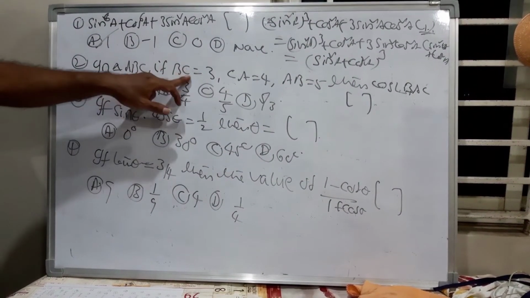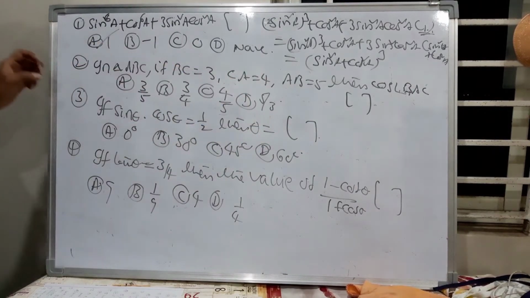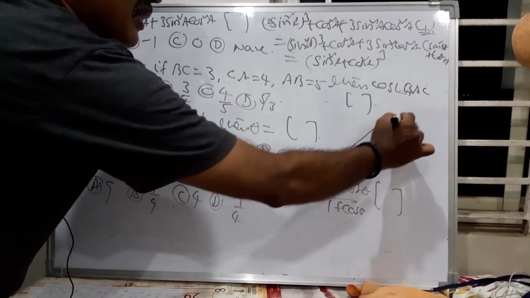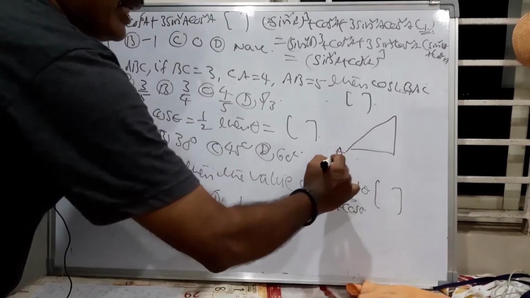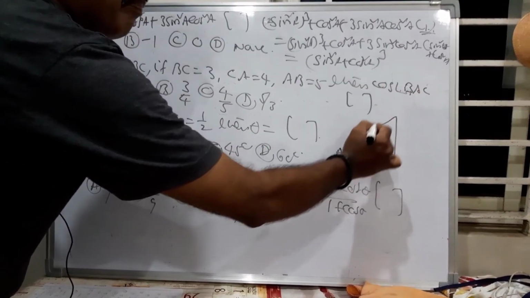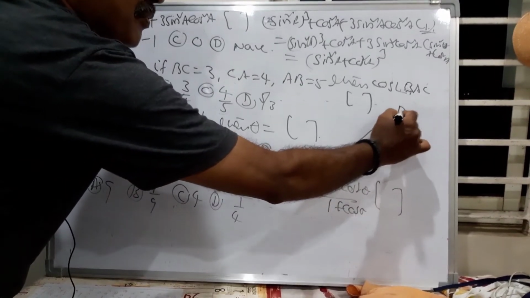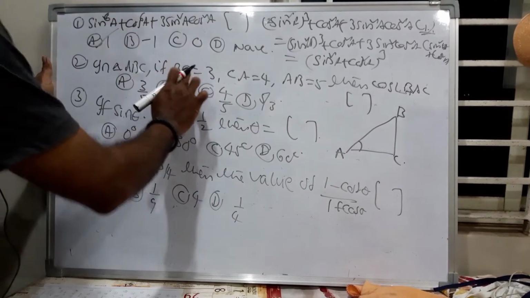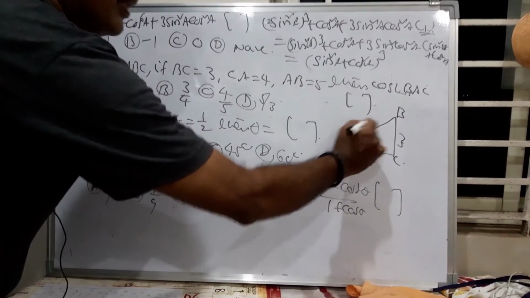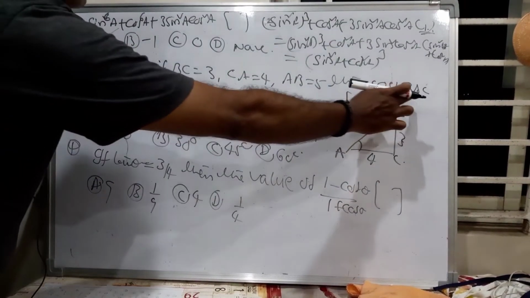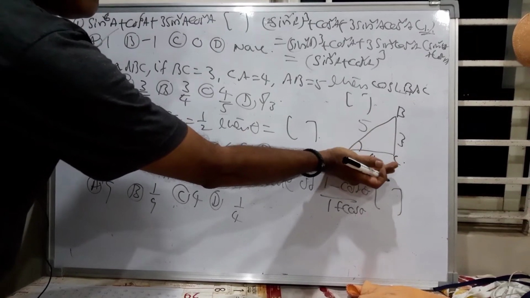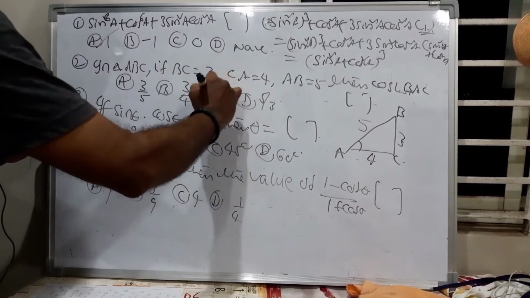In triangle ABC, BC is equal to 3, CA is equal to 4 and AB is equal to 5. Then find cos angle ABC and cos angle BAC. The acute angle is taken at A, angle BAC. BC is equal to 3, CA is equal to 4, AB is equal to 5. These three are Pythagorean triplets. Cos angle BAC is equal to adjacent side of A by hypotenuse, 4 by 5. So the option is C.